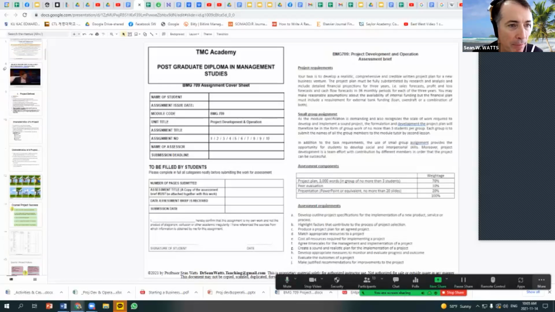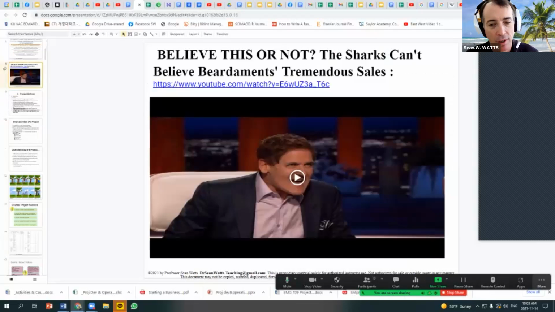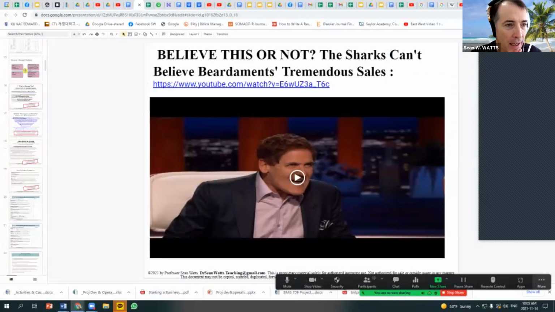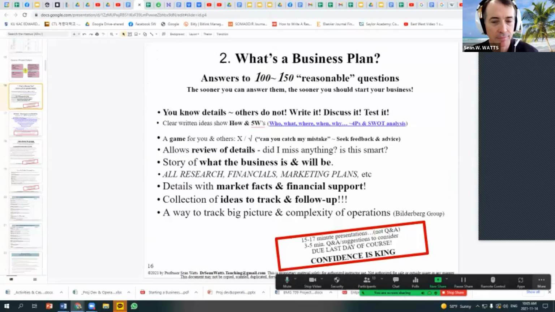So in addition to that, we went through and we talked about what are some other interesting business projects. And then we went through the idea of what is a business plan. In my 20 years of working with this teaching and in my many years of owning and running my own business and advising several other businesses, my summary of many textbooks is that a business plan is the questions and answers to 100 to 150 reasonable questions. The sooner you can answer these and you're still happy, the sooner you should start.